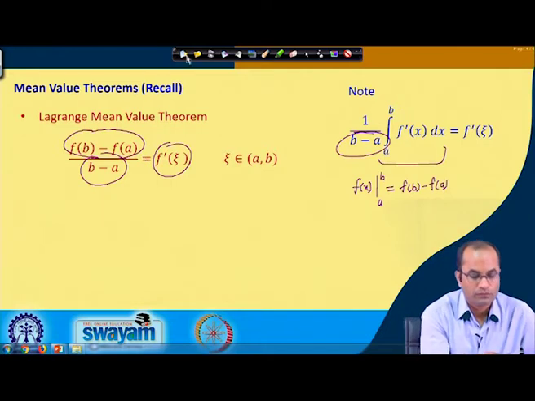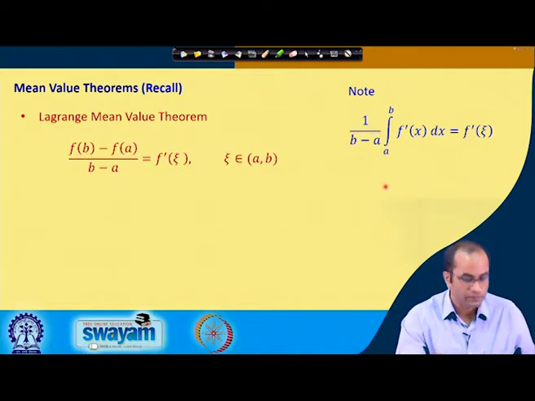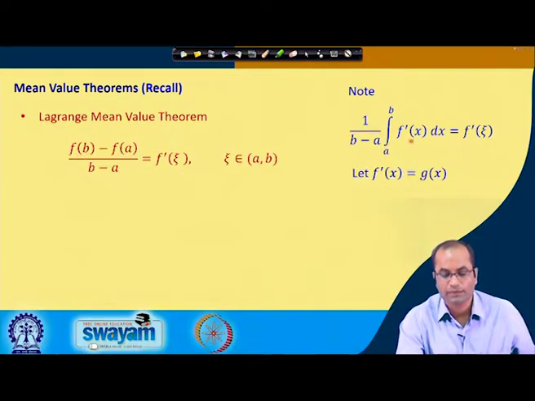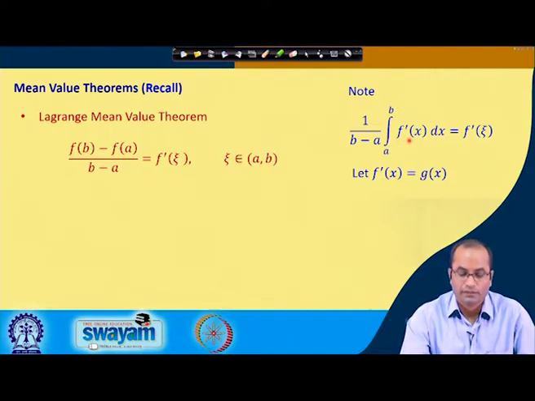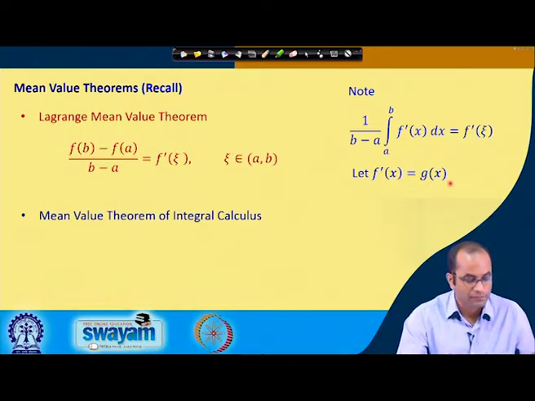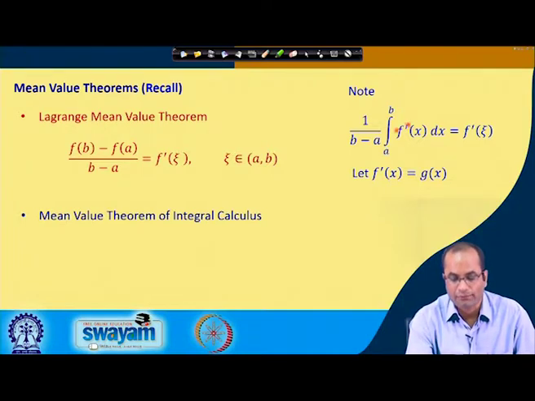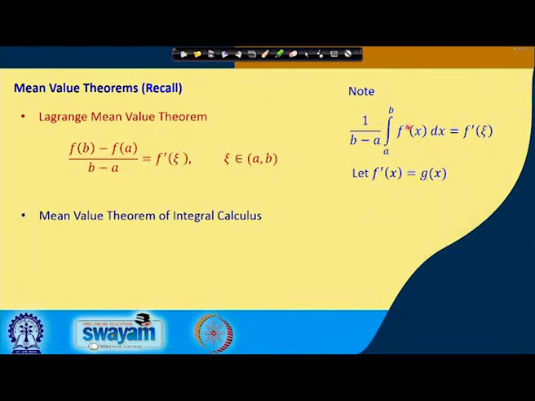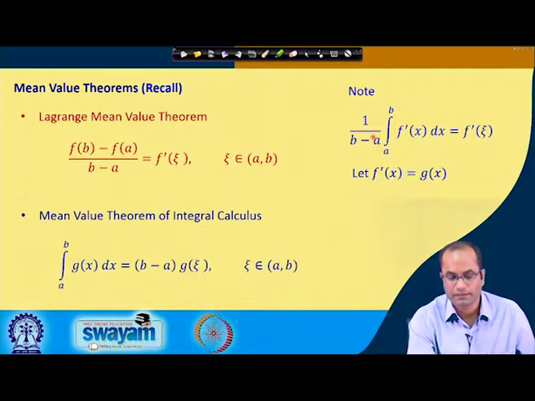Now we will make another assumption. We assume that this f prime, the derivative of f, is denoted by the function g. Having this, we get another mean value theorem for integral calculus. Here the f prime is replaced by g, and we get this rule: the integral from a to b of g(x) dx equals, from the left hand side, b minus a times g(xi).